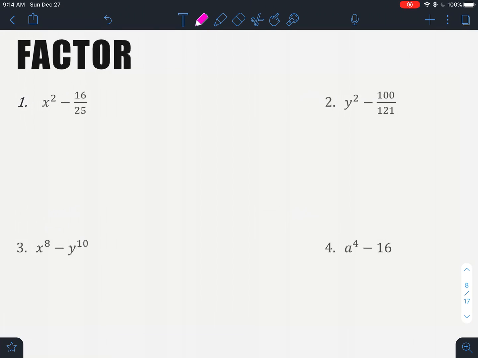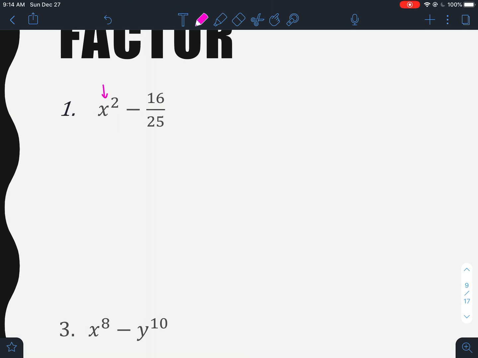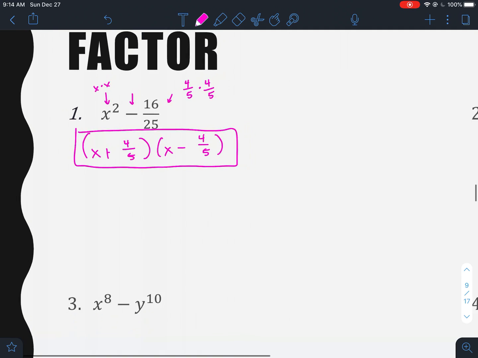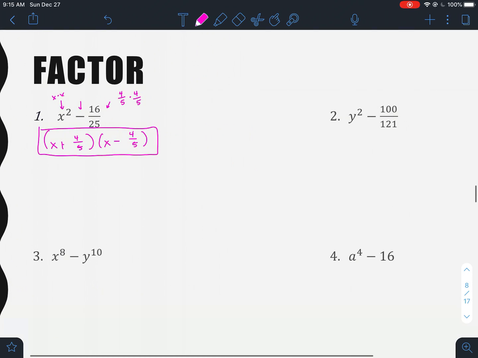All right, let's look at the next grouping of 4. X squared minus 16 over 25. Are these perfect squares? Well, x squared is x times x. 16 over 25 is 4 over 5 times 4 over 5, because 4 times 4 is 16, 5 times 5 is 25, and we're subtracting in the middle. So this ends up being x plus 4/5 times x minus 4/5.